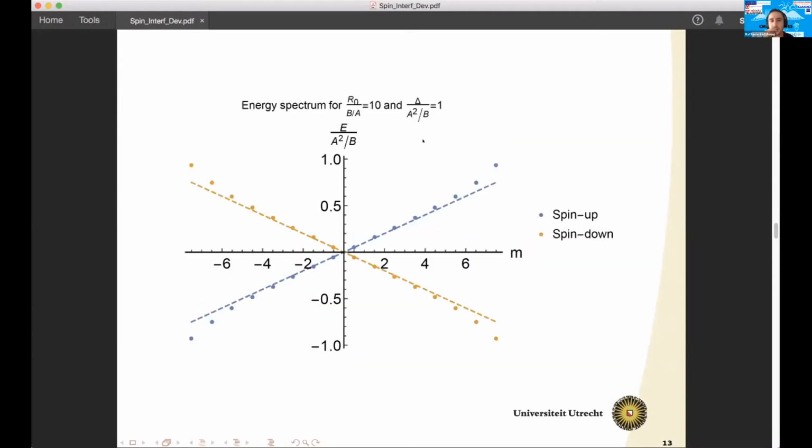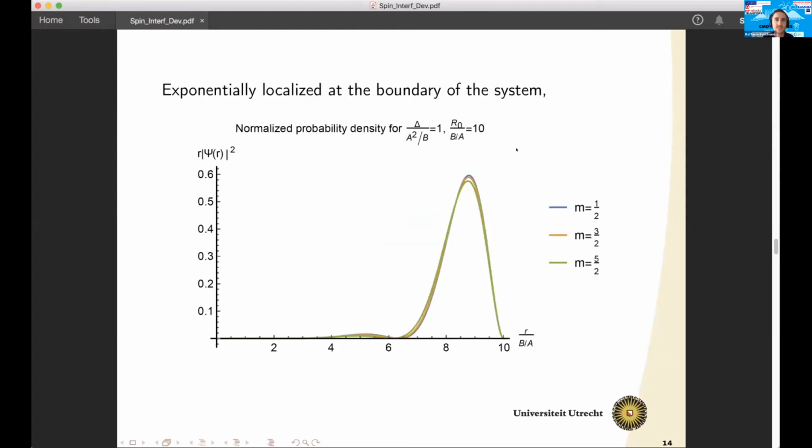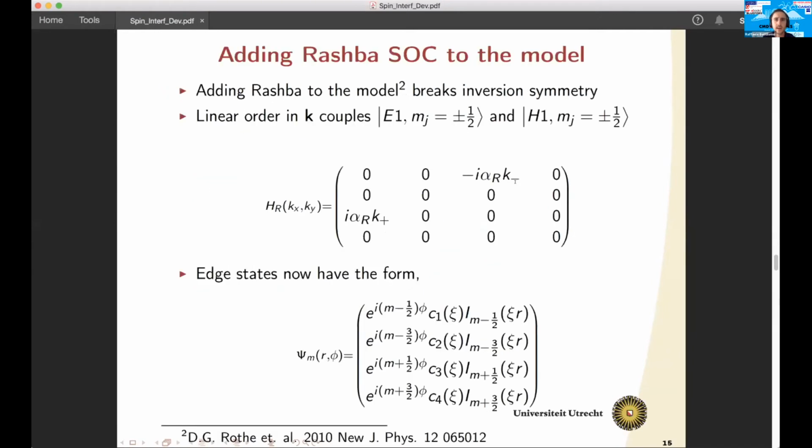So if we calculate these energy dispersions, we find, of course, these linearly dispersing states, which are time reversal partners of one another, which also tend to become less linear when we go towards the bulk states. And what's more important is that they are exponentially localized at the boundary of the system, as we would expect. But what happens now when we add the Rashba coupling to the model is that we break inversion symmetry and we couple the E1 and H1 bands.